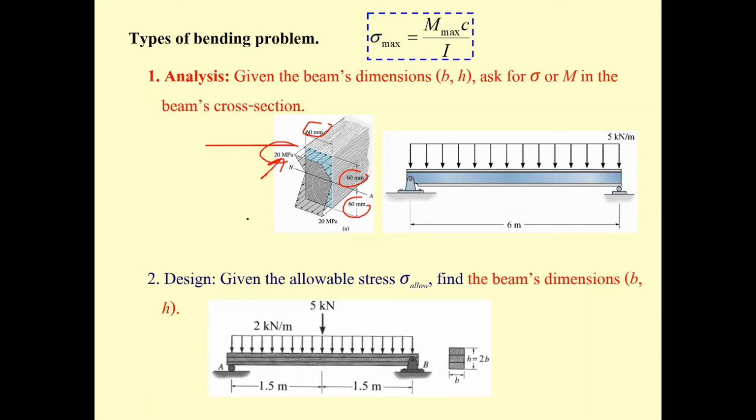And the second one, you do the design. To do the design, we are looking for the size of the section. Okay, that is another thing. This one provides the size to determine the stress. Okay, this one provides you the allowable stress, and then asks you to determine the size, which is the opposite. You understand that, right? They are in the opposite direction. Analysis gives you the dimension to determine the stress. Okay, the design gives you the allowable stress to determine the size.